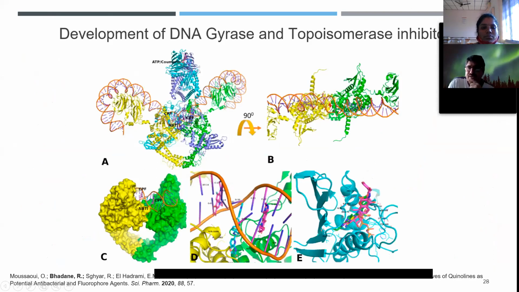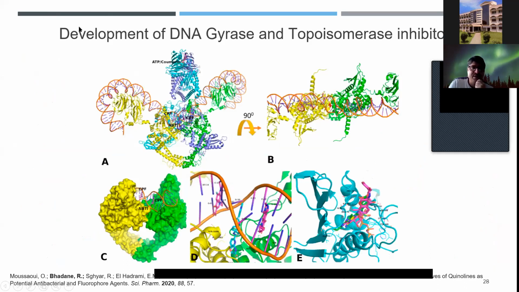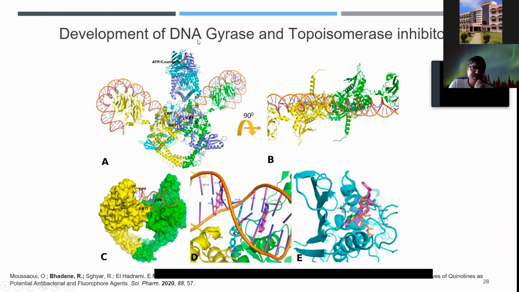This is another paper we recently published, and in this case our aim was to develop some DNA gyrase and topoisomerase inhibitors. Our collaborators work on the synthesis, and they perform the inhibition assays as antimicrobial compounds, and the compounds were mimicking the coumarin and the fluoroquinolones. So our target is to find inhibitors of DNA gyrase or topoisomerase.